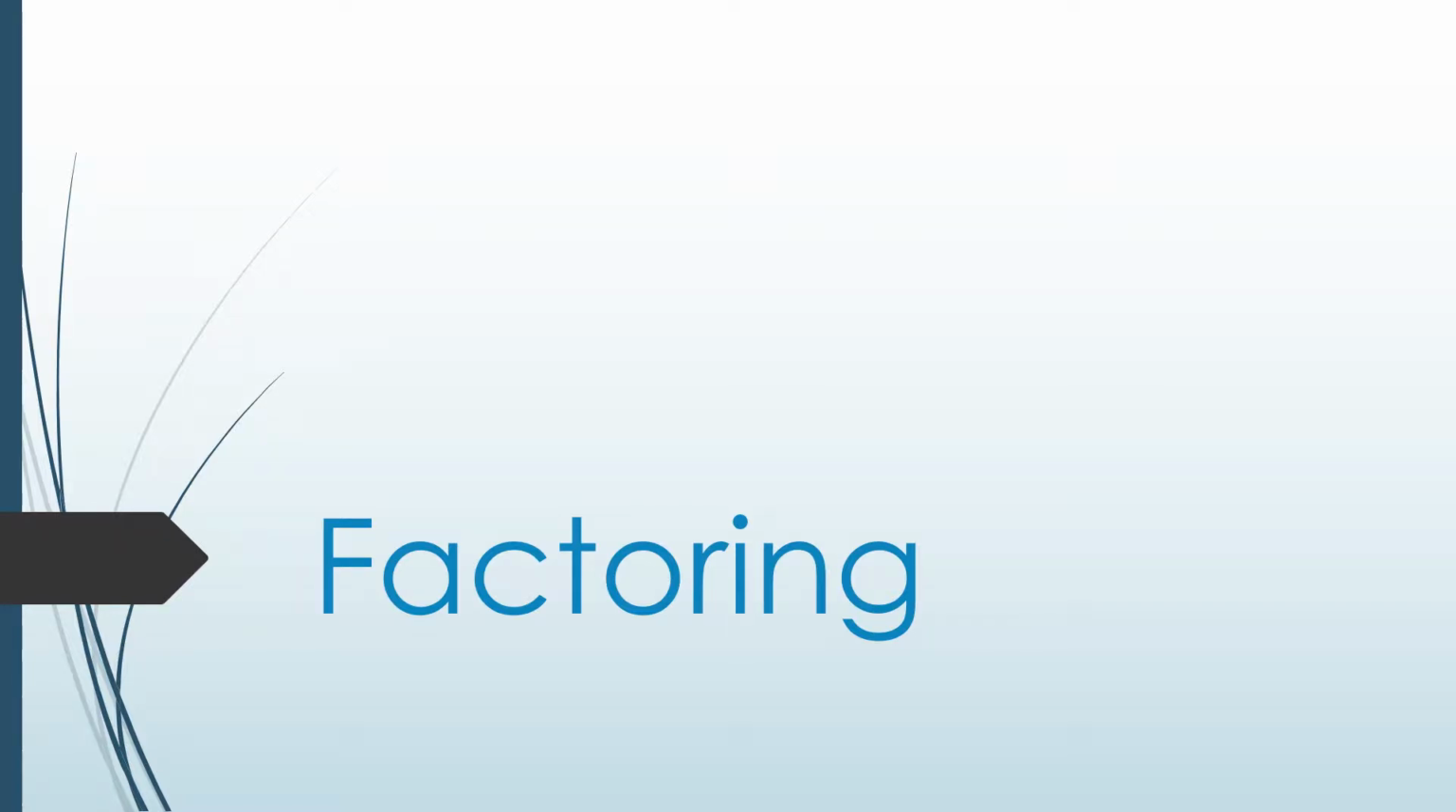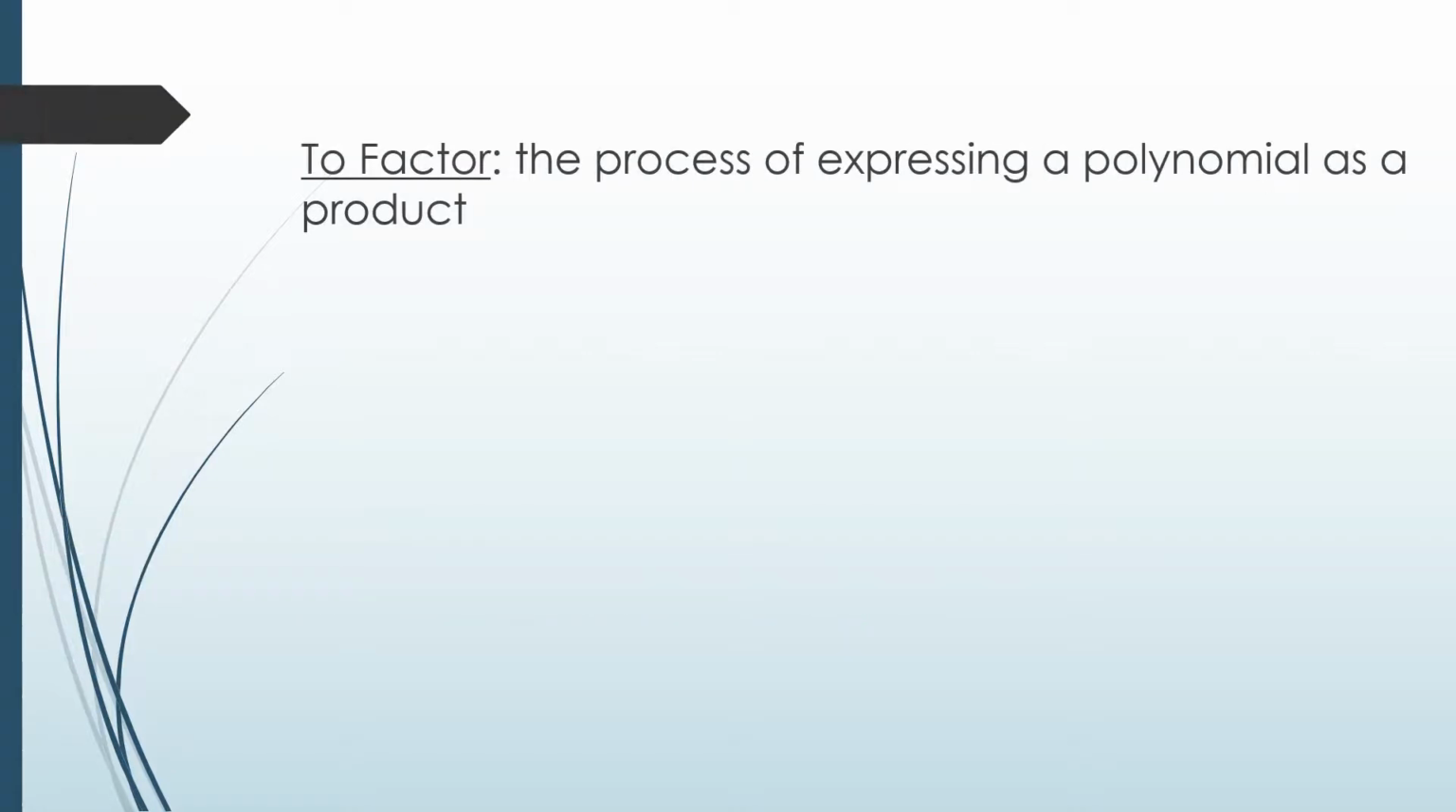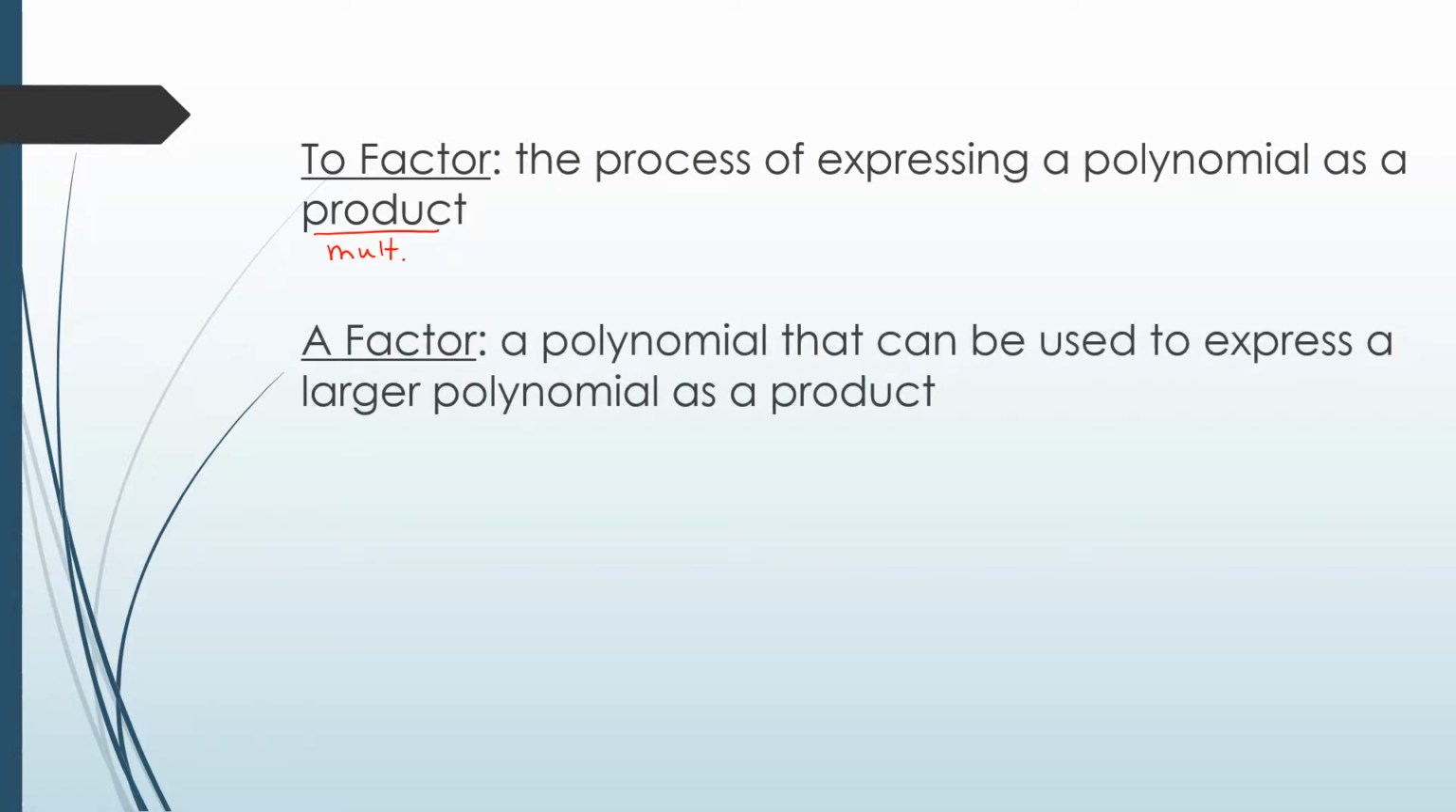Here is a review of factoring. To factor: the process of expressing a polynomial as a product. Reminder, product means in terms of multiplication. A factor: a polynomial that can be used to express a larger polynomial as a product. Again, that means in terms of multiplication.